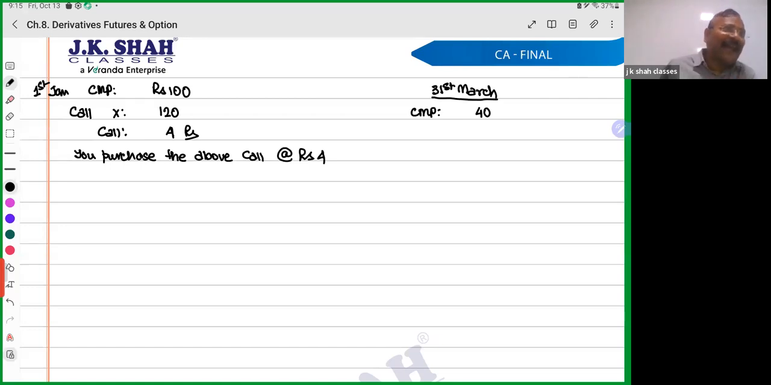But will there be any cash inflow or outflow on the last day? No, because the 4 rupees you paid to buy the call, you paid on day 1. That means if the option is expiring out of the money or ATM and its value is 0 on the last day, then there is going to be no cash inflow or outflow on the last day because it's lapsing.